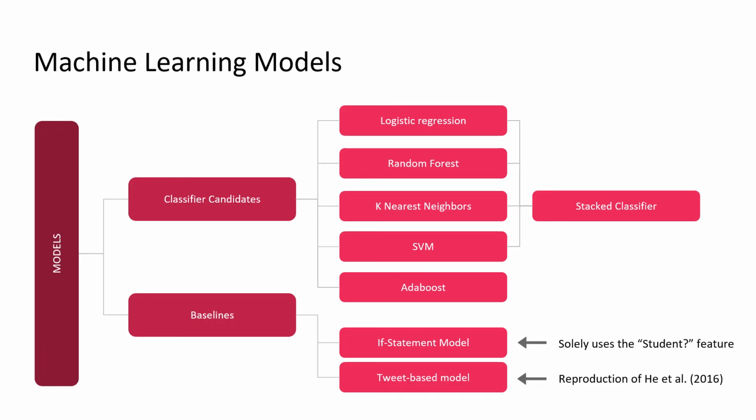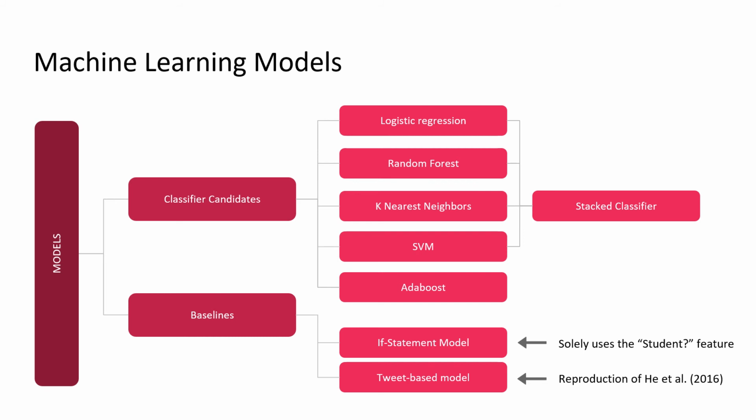After collecting data and choosing features, we set up 6 different models to run student classification: logistic regression, random forest, k-nearest neighbors, a support vector machine, AdaBoost, and the stacked classifier. The stacked classifier is pictured to the side because it uses the outputs of the previous models as inputs to a logistic regression model. In order to provide points for comparison, we created 2 baseline models.